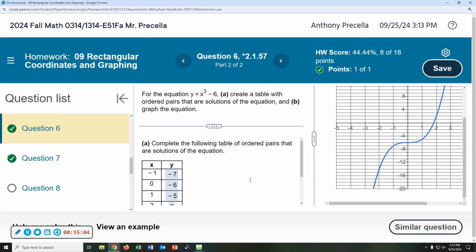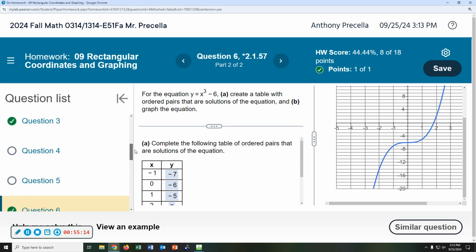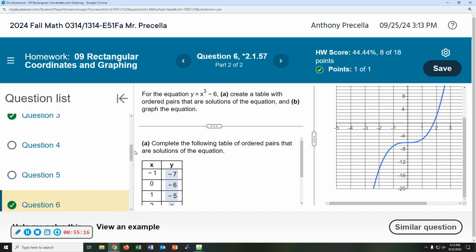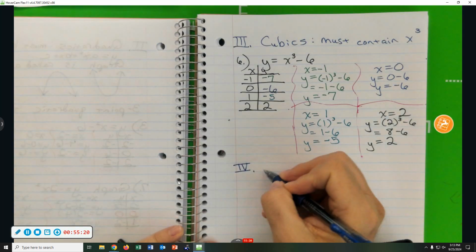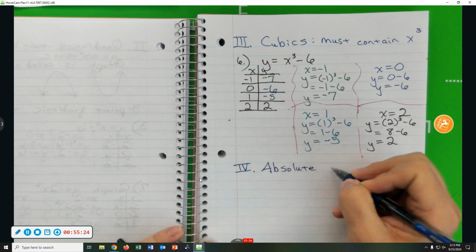Any questions there? So we've done lines, quadratics, cubics, and now Roman numeral 4, the fourth shape that we're graphing today: absolute value equations.